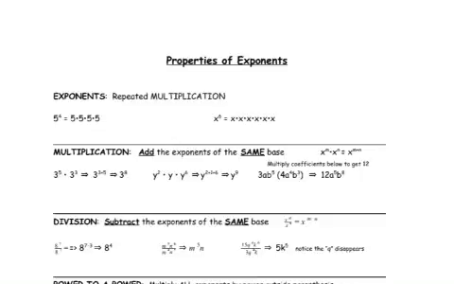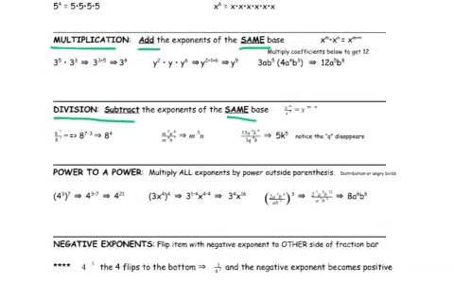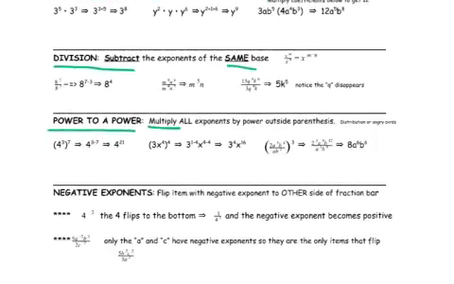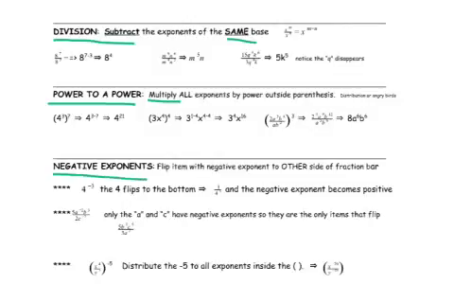So remember, anytime that you are multiplying, you add your exponents, but it must only be with the same base. For division, you subtract the exponents of the same base. When you raise a power to a power, you multiply. And remember, with negative exponents, you flip them or change the location over the fraction bar. So you should always have this sheet handy when you are studying for this exam.